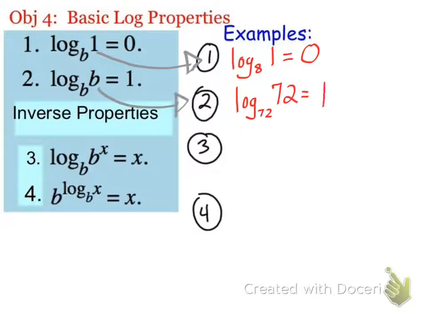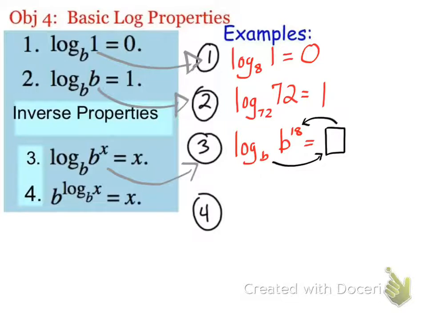The next two properties are a little bit more complicated. So let's see if we can read them out and think about what they're saying. Log base b of b to the 18th. This is asking b to what power gives you b to the 18th? Well, the power has to be 18, of course, because b to the 18th power will give you b to the 18th power. So it's kind of like the log b and the b pretty much just cancel each other out, and we are ending up with 18 in the end.